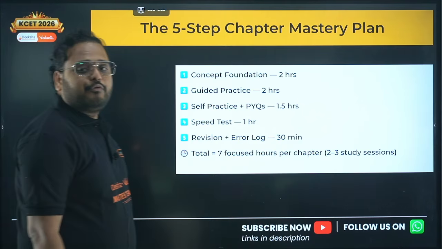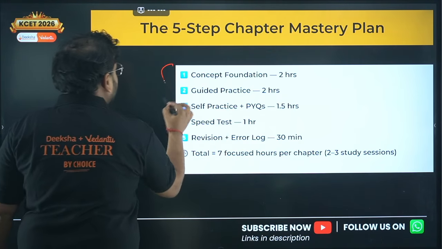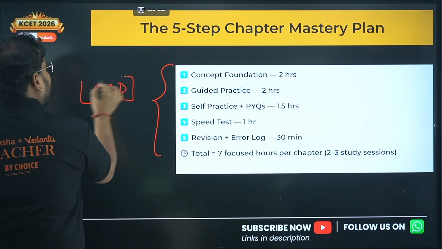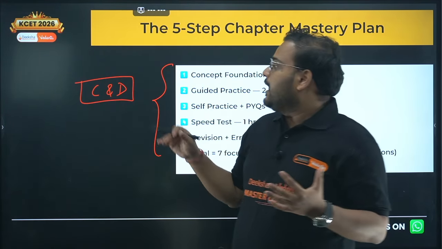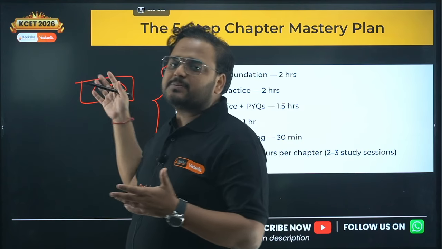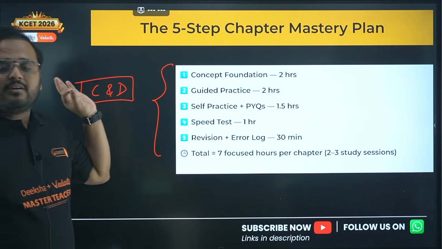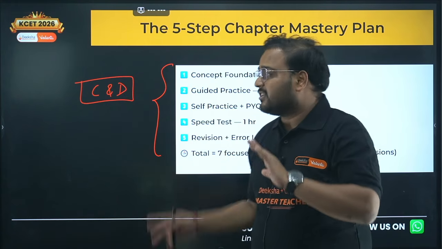Next is what? Your 5-step chapter mastery plan. Again, I have considered a chapter in my mind as continuity and differentiability. Why is that? It's a high weighted chapter. It is a lengthy chapter. It has multiple concepts and a very decent amount. The only thing which is bigger than this chapter will be your integration, right? So C&D is a very important topic of your syllabus of KCET. So that's why I've considered this over here.